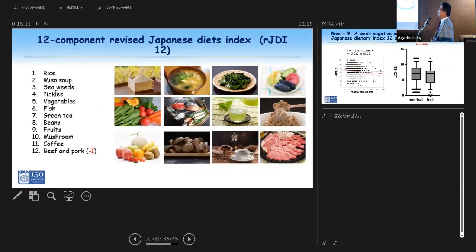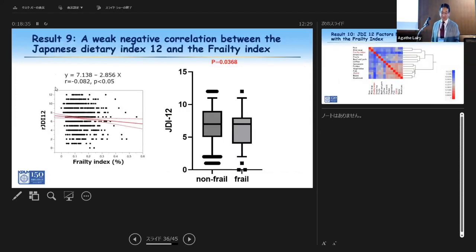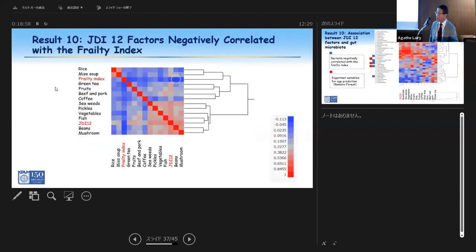These are the scores of the 12 components of the revised Japanese Diet Index, RJDI-12. Coffee is very, very nice. Green tea is also nice, but red meat is minus 0.1. We calculated the Japanese Diet Index, but there is a very, very weak association between frailty index and JDI. In frail groups, JDI-12 is statistically lower, but not enough to explain these data. Okay, frailty index negatively correlates with JDI-12.